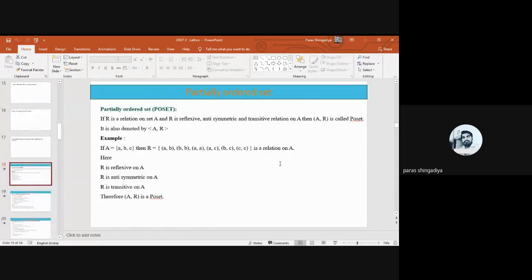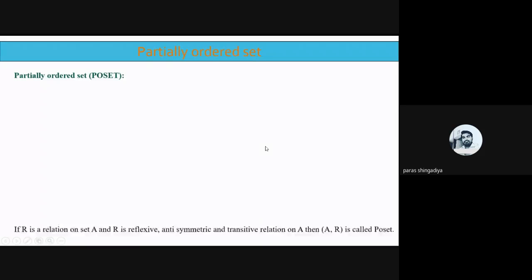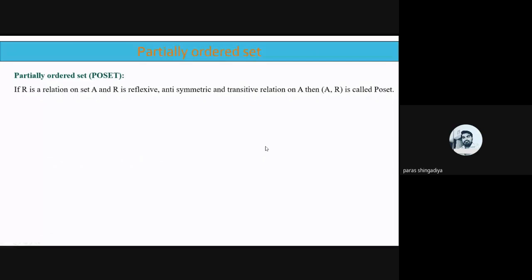Now next, today we'll discuss the next theory of this unit, that is known as a partially ordered set. It is similar to the equivalence relation, but one condition is changed. So which conditions do we consider for the partially ordered set?